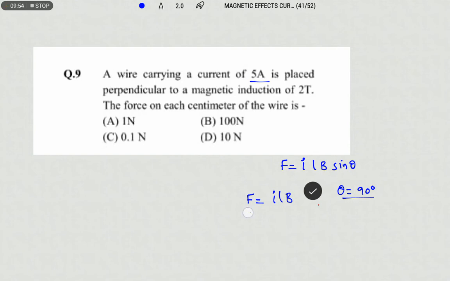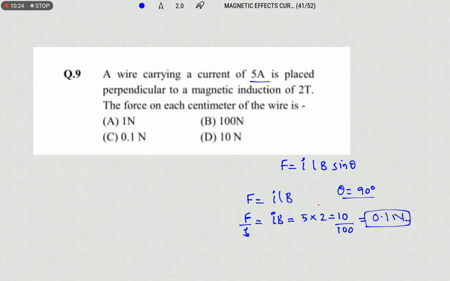They are asking the force acting on each centimeter. So F by L equals I into B, that is 5 into 2, which is 10. But we need to find it for each centimeter, so I am converting to centimeters by dividing by 100. Therefore 0.1 Newton is the force acting per centimeter. This is the force acting per unit length.